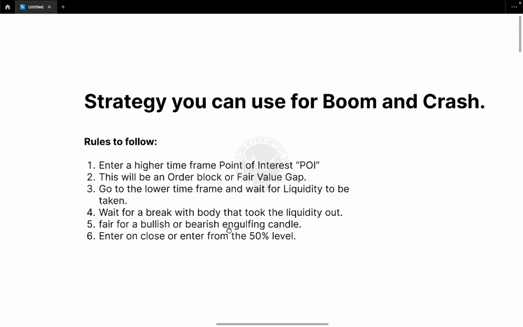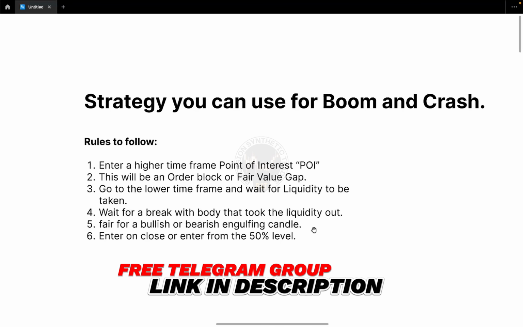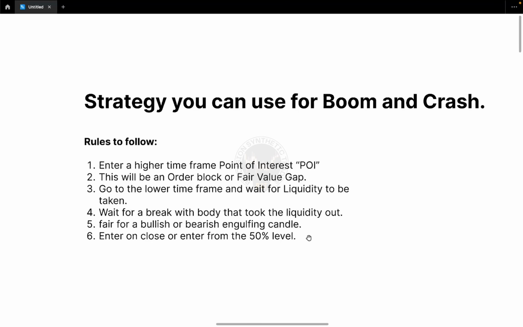Then we wait for a bullish or bearish engulfing candle, depending on which side you are in the market. If you are in a bullish trend, you wait for a bullish engulfing. If you're in a bearish trend, you wait for a bearish engulfing. And then we enter on the close or enter from the 50% level. So you either enter on the close of the engulfing, or you can wait for price to retrace. Price might not always retrace, so you might have a little bit fewer trades, but it's a little bit of extra confirmation. So I will show you on this board that I created, with some examples. So let's get straight into it.